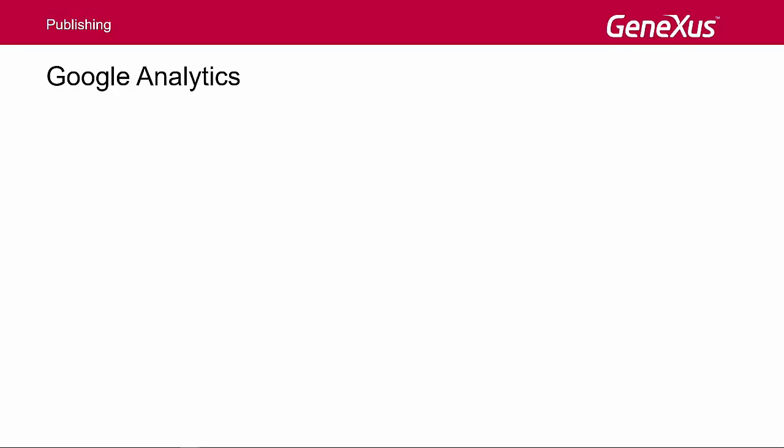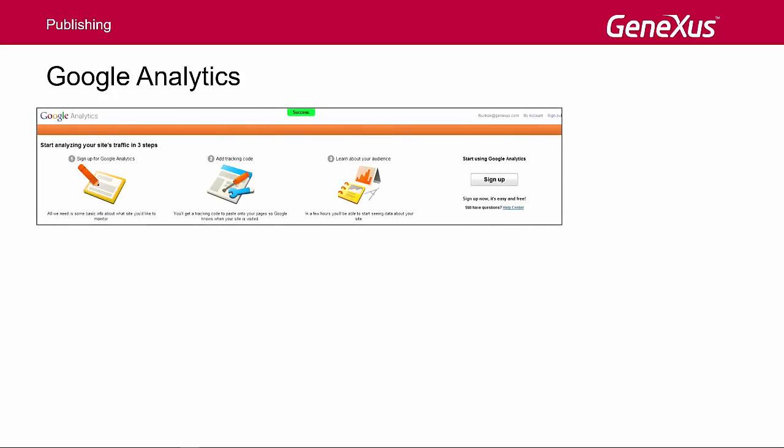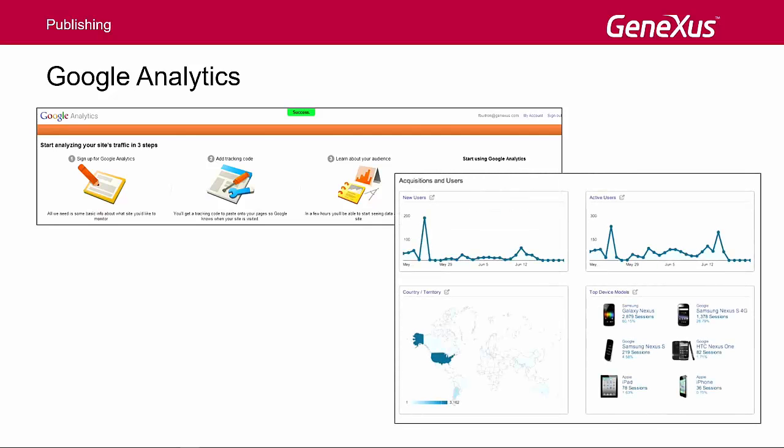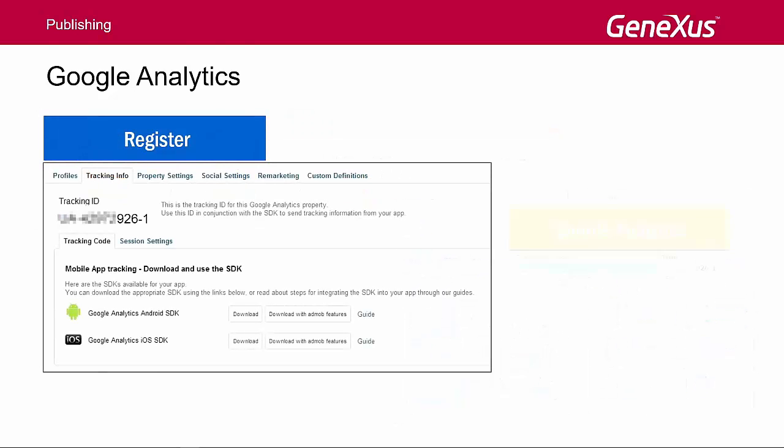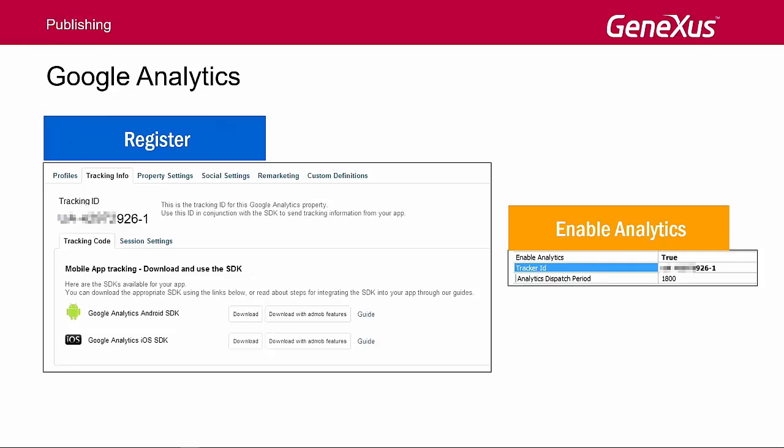Finally, Google Analytics is a service offered by Google to provide statistics about the app's use. For smart device applications, the information provided can be useful to improve an app's user interface by discovering what screens are most frequently accessed, who the app's users are, or what devices they use. To enable it, first you need to be registered with Google. Then in GeneXus, configure the Enable Analytics property of the app's main object and configure the tracker ID, which allows tracking this application.